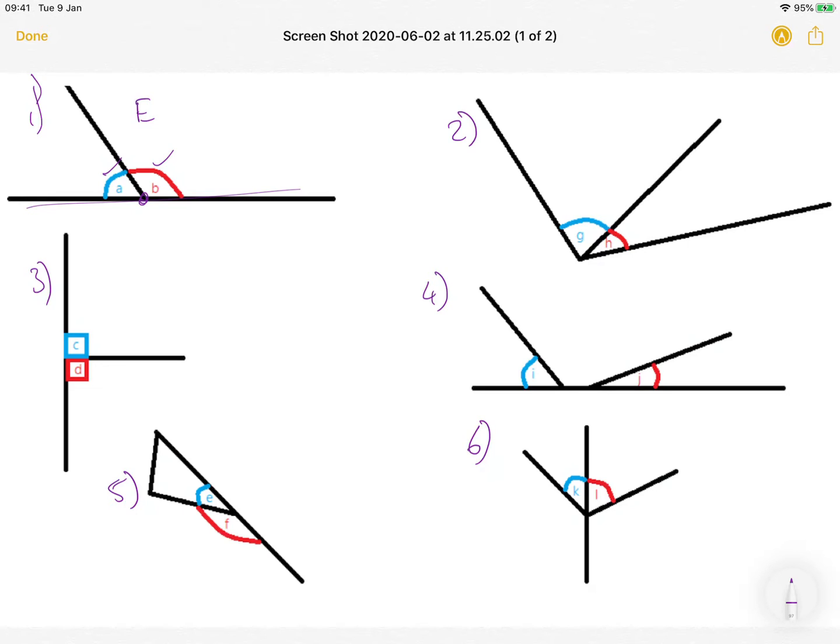2, they are next to each other, but this is not a straight line. It goes bent like that, so we would need the line to carry on for it to be a straight line, so that is a non-example.